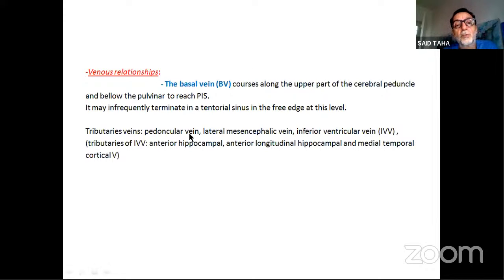We need to see the angiogram on the MRI with angio to study the basal vein, the drainage vein of the temporal lobe. The tributary veins are the peduncular vein, lateral mesencephalic vein, and inferior ventricular vein. The tributaries of the inferior ventricular vein are the anterior hippocampal, anterior longitudinal hippocampal, and medial temporal cortical veins.